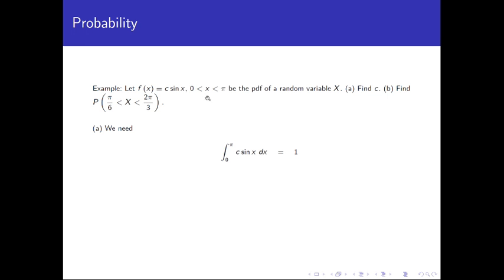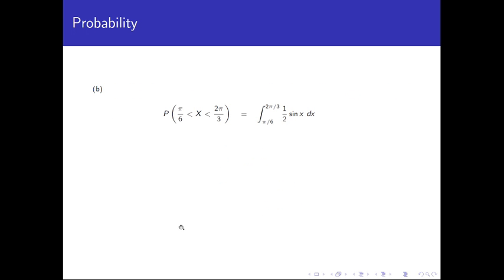Certainly, if we're outside the interval from 0 to pi, since we didn't explicitly define it, we're going to assume that we mean that the PDF is 0 on those values. So we just need to integrate from 0 to pi and solve this equation. So anti-differentiate and plug in our endpoints and solve for c, and we get c has to be a half.